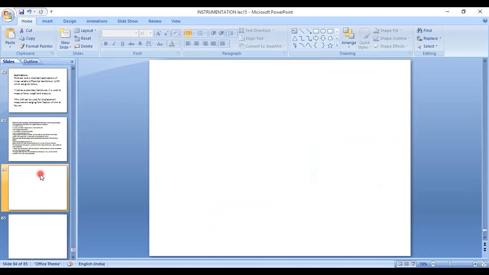Let us move on to thermocouple. Thermocouple is a temperature transducer. We have already seen thermocouples. It is used to measure temperature, and it is an active type transducer.